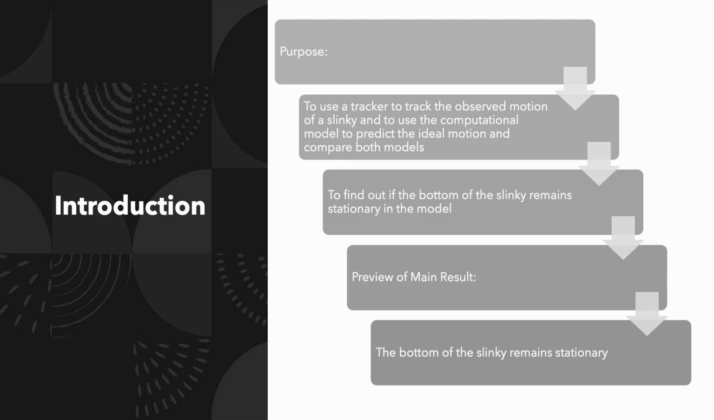The purpose of this experiment is to first use the tracker to track the observed motion of the falling slinky, and to use the computational model to predict the ideal motion, and to compare both models. Then to find out if the bottom of the slinky remains stationary in the model. A preview of the main result is that the bottom of the slinky remains stationary.